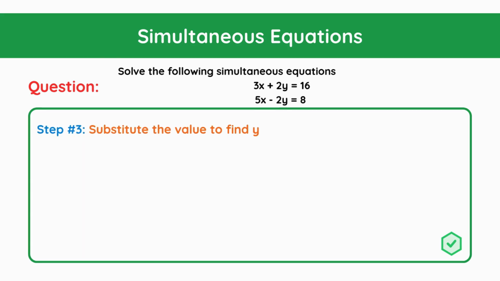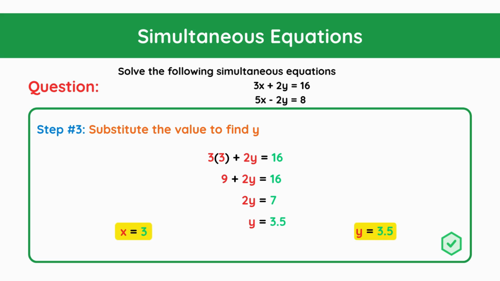Step 3 is to substitute this value back into either of the original equations to find y. Let's use the first one. 3 times 3 plus 2y equals 16, which gives 9 plus 2y equals 16. So 2y equals 7, which means y equals 3.5. So the solution is x equals 3, y equals 3.5.